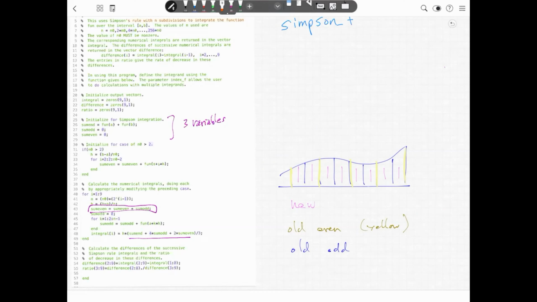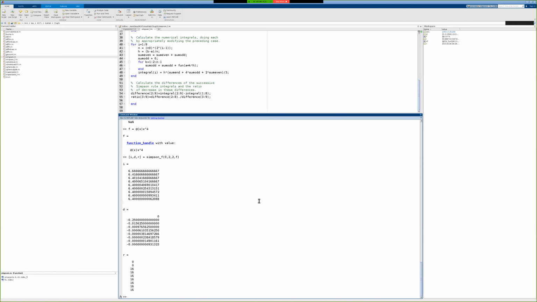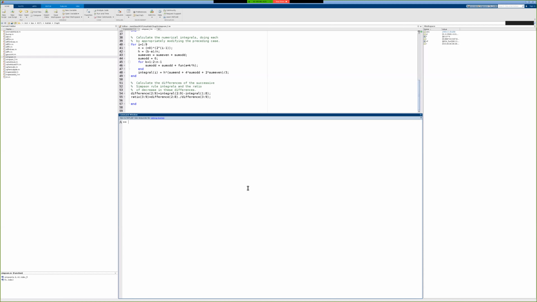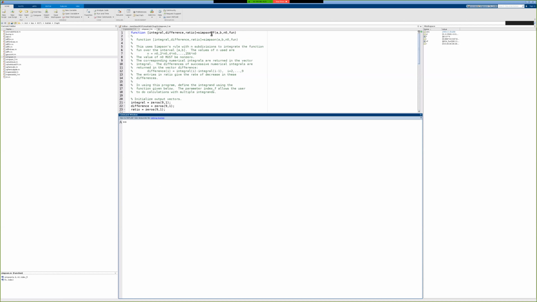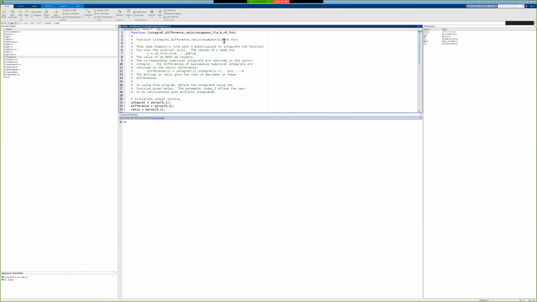Okay, let's switch over to MATLAB. Let me clear the screen, pretend I haven't done anything yet. Oh yeah, Simpson F. Oh, I see. Maybe I was looking at the documentation for the function where I hadn't changed the name Simpson F. But I did call the function Simpson F. Okay, so let me do the same thing I did the other day.